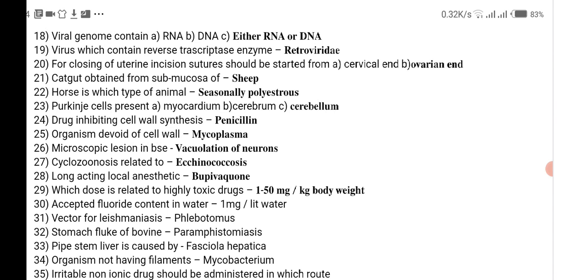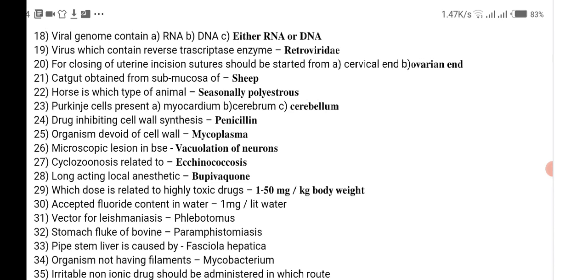Accepted fluoride content in water is 1 mg per liter of water. Vector for leishmaniasis is phlebotomus. Stomach fluke of bovine is paramphistomosis, Paramphistomum cervi. Pipe stem liver is caused by Fasciola hepatica.